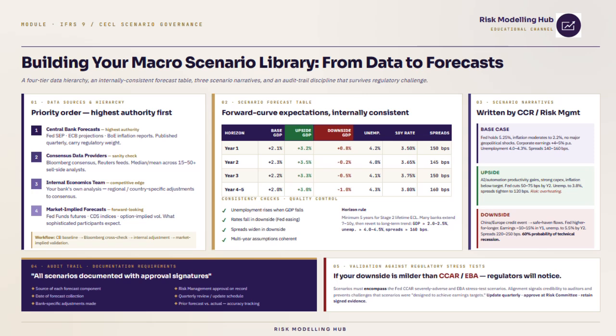And last is the validation, which is against the regulatory stress test. Scenarios must encompass each and every Fed CCAR severely adverse and the EBA stress testing scenarios, right? So you need to update quarterly. Approval should be there at the risk committee and retain the signed evidence. That's important for future monitoring purposes.